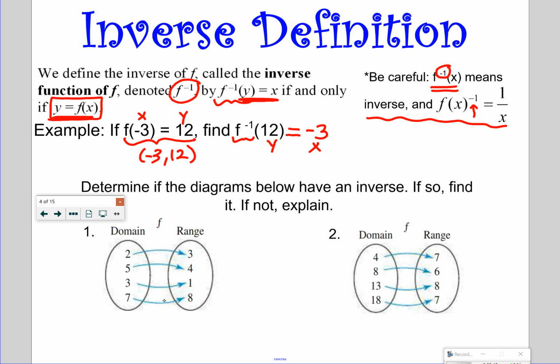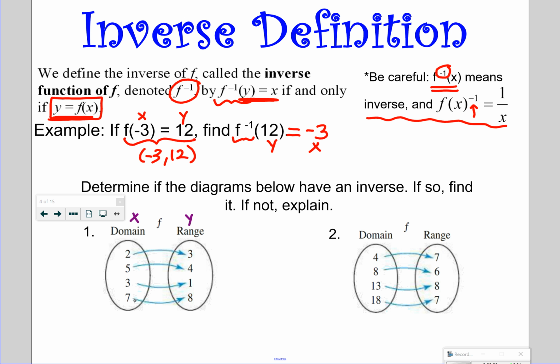Let's look the other direction. So that tells me so far it's a function. So far so good. Each x has one y. Let me label that x and y. Let's look the other way now. Does each y have one x? 3 only goes to 2, 4 only goes to 5, 1 only goes to 3, and 8 only goes to 7. So yes, we have something that's invertible, a one-to-one function.